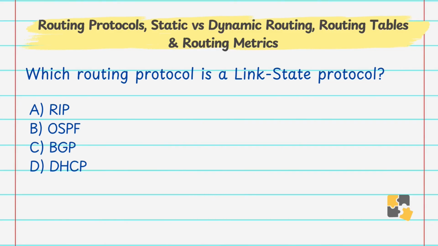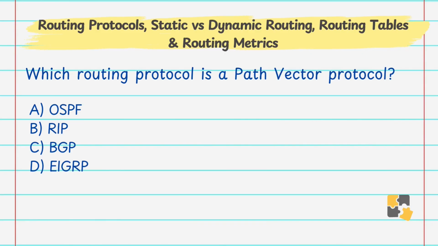OSPF. Which routing protocol is a path vector protocol? A. OSPF, B. RIP, C. BGP, D. EIGRP. Answer is C. BGP. BGP exchanges the routing information between autonomous systems using the path attributes.